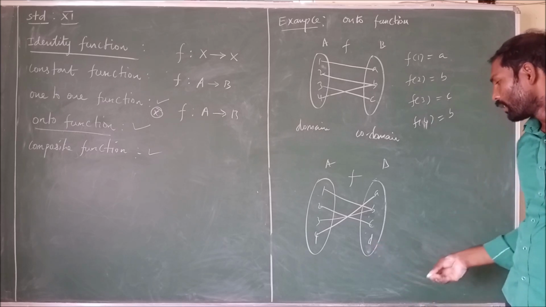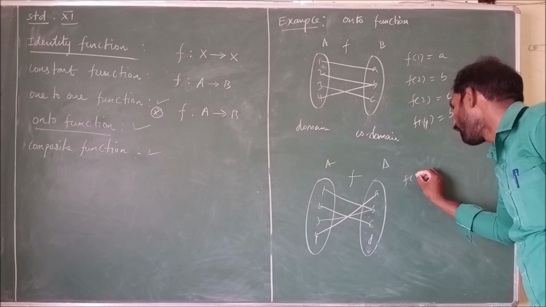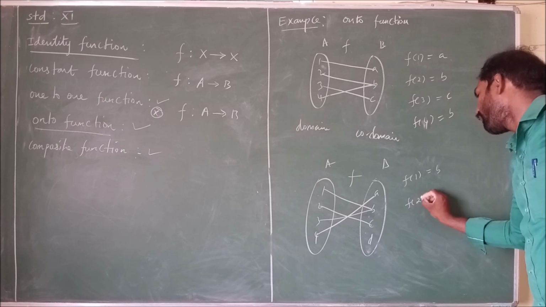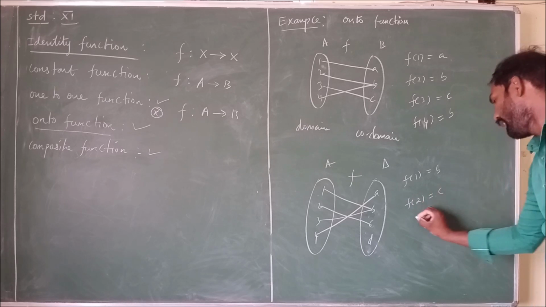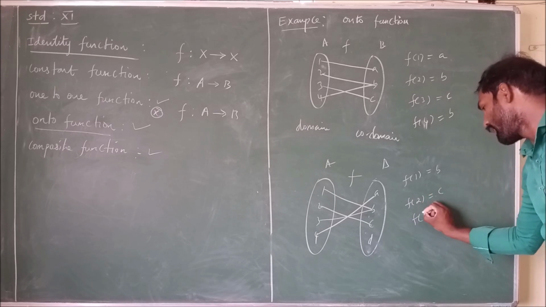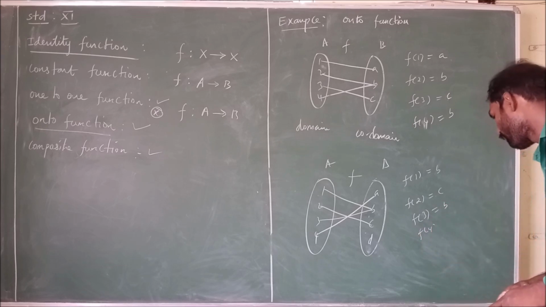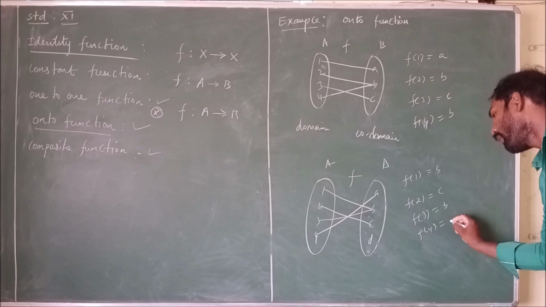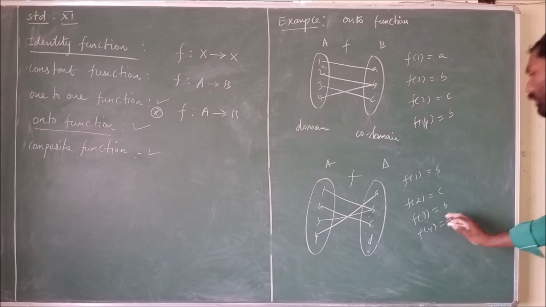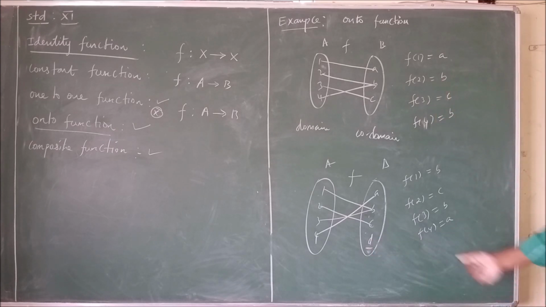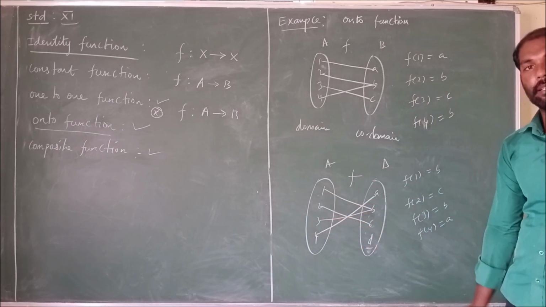Clear that? So f of 1 is B, f of 2 is C, f of 3 is B, f of 4 is A. It is clear that D is not an image of any element in A.